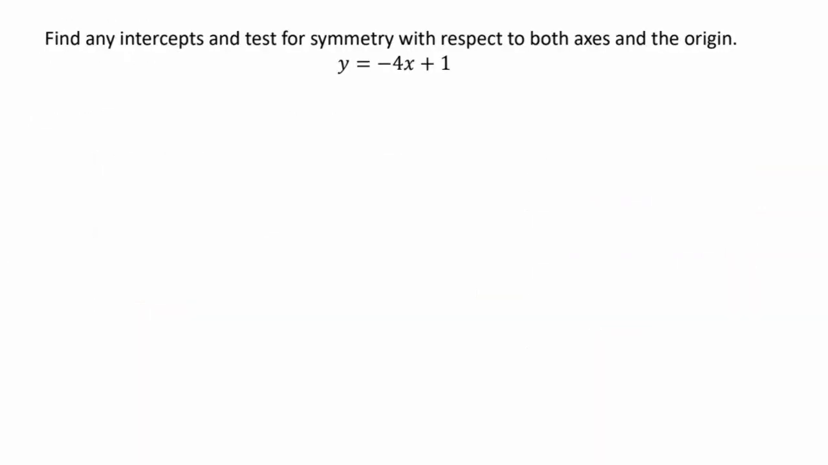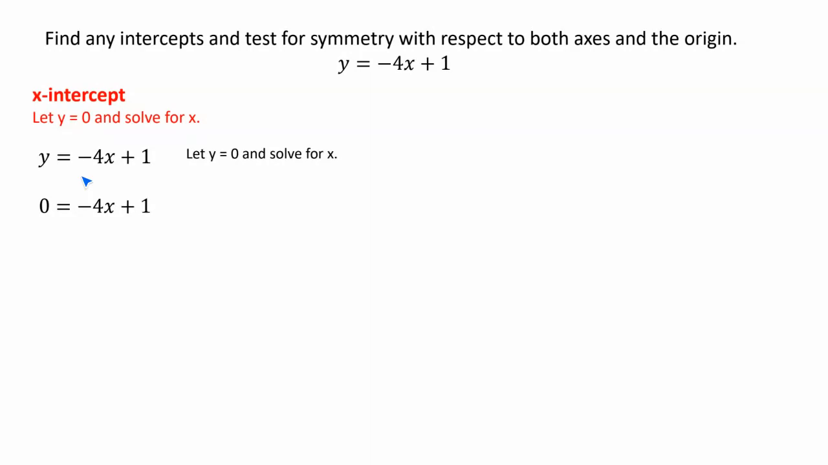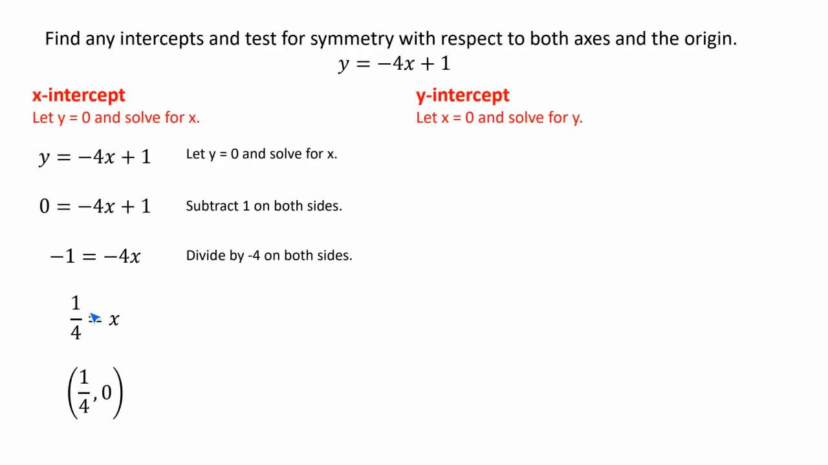Okay, so the next thing we want to look at is the intercepts. So it says find any intercepts, and then we're going to test for symmetry. So to find the x-intercept, remember that y is equal to 0, and then we get to solve for x. And so again, the intercept is where the graph crosses the x-axis, and that's why y is equal to 0. So we substitute 0 for y, then we're going to solve for x. So I'm going to subtract 1 on both sides. We get negative 1 equals negative 4x, and divide by negative 4. So we get x is equal to 1/4.